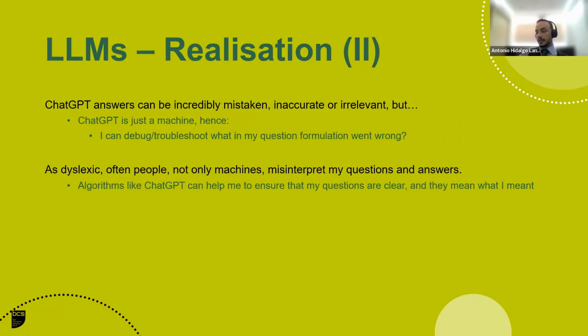So also, can I ask ChatGPT to go back and help me understand where I'm making the mistake? This is probably the most common example, but it's one of the language models. So that was more or less what kicked off my reasoning. As a person with dyslexia, often people, not only machines, misinterpret my questions. So maybe using an algorithm like ChatGPT can make sure that my message gets across in a clear way.